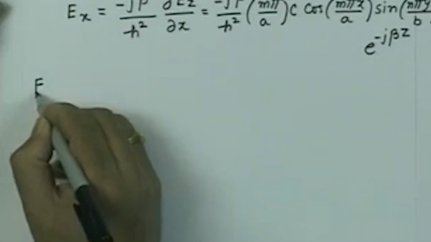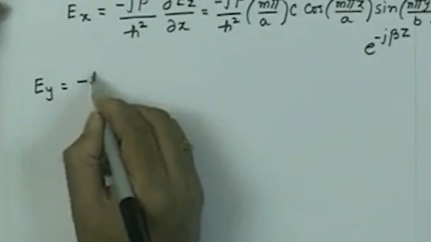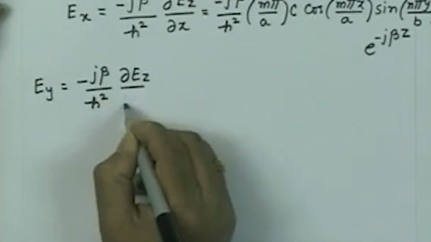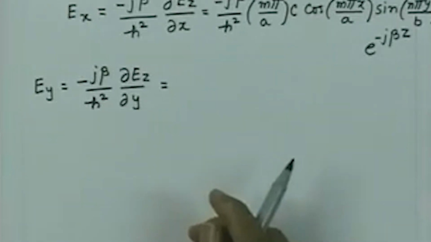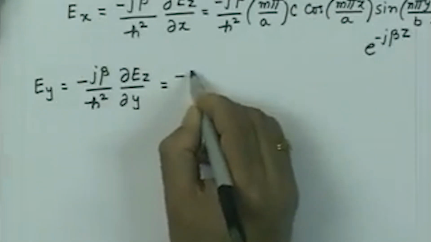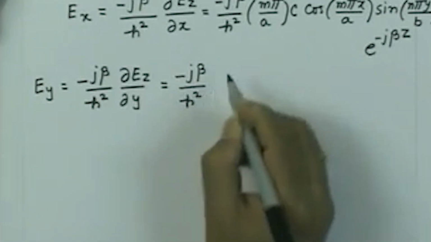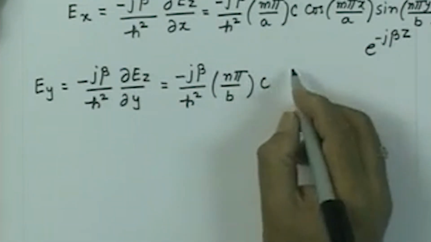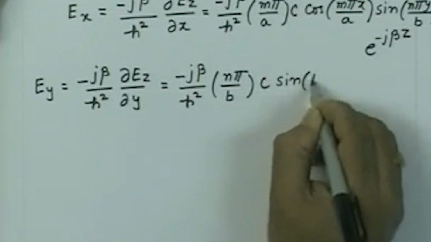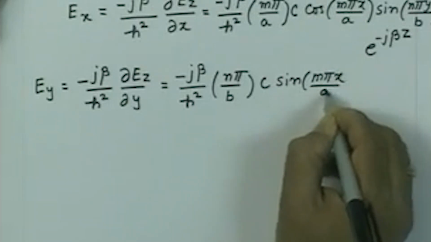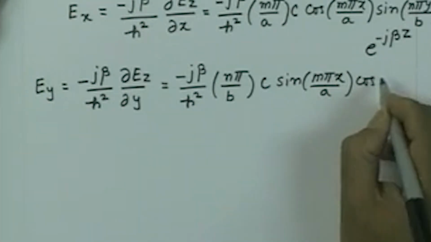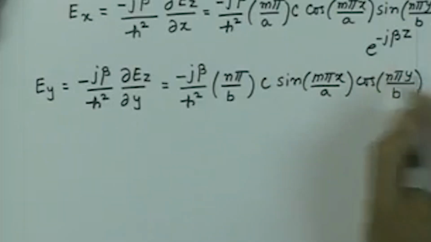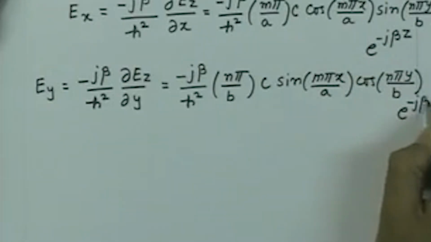Same thing I can do for Ey, that is equal to minus j beta upon h square dEz by dy, which will be equal to minus j beta upon h square, n pi by b, c, sin of m pi x by a, cos n pi y by b, and this first term e to the power minus j beta z.